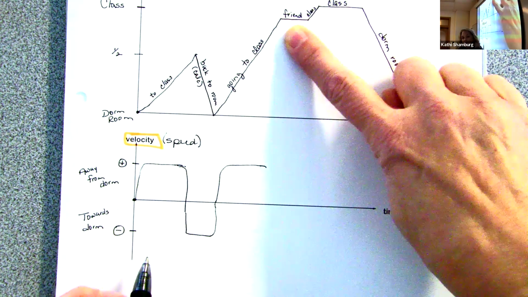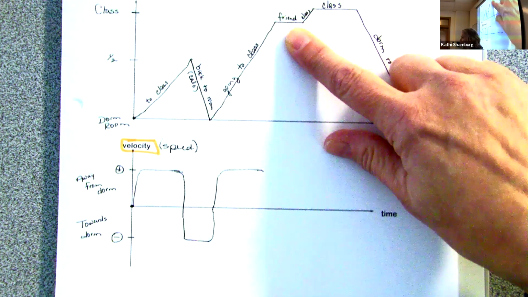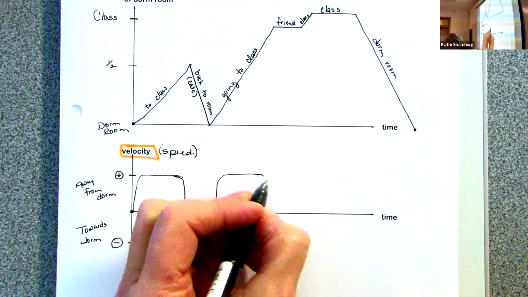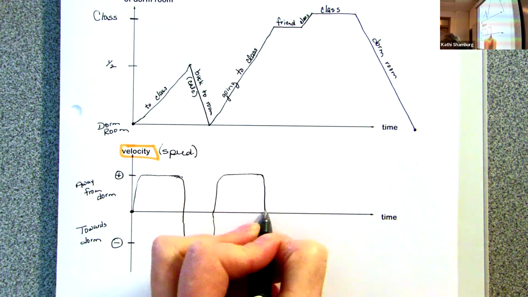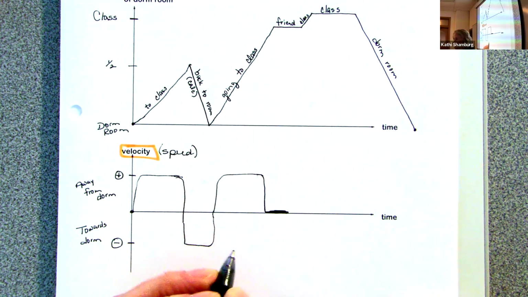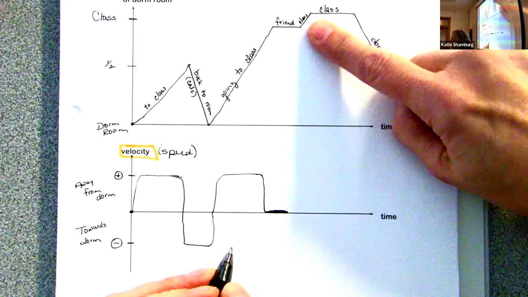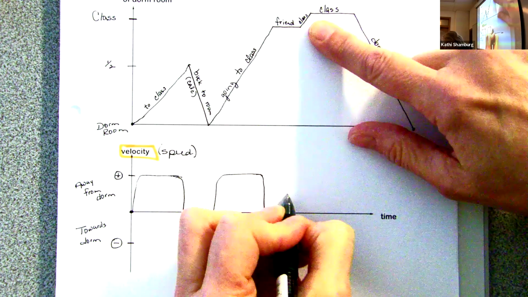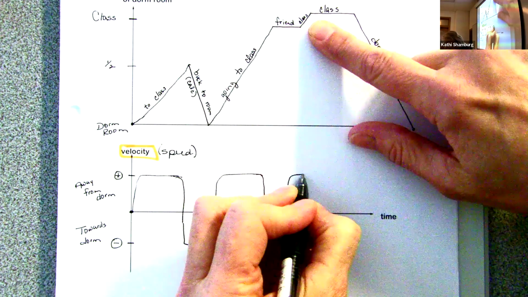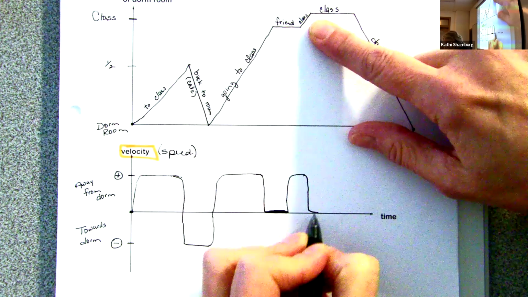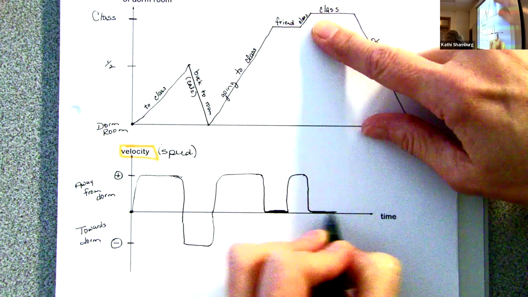What's going to happen when he's talking to a friend? What's his speed going to be? 0. Here's when he's with his friend. Then he goes away from the dorm some more to finish going to class. So his speed goes back up. He gets to class. And then when he's in class, his speed is 0.